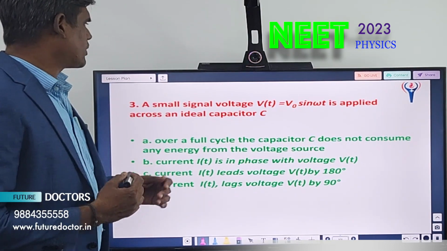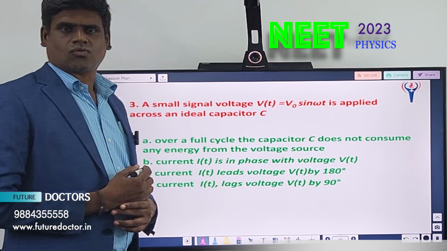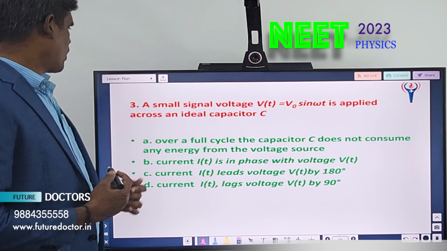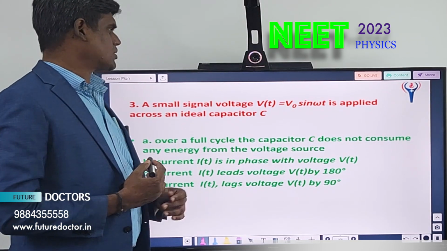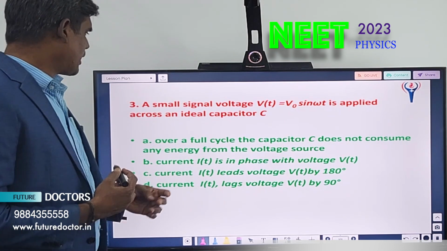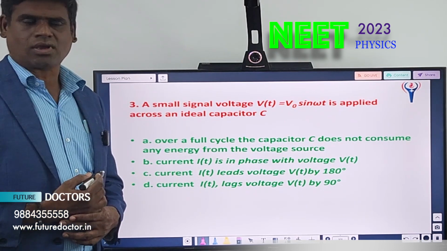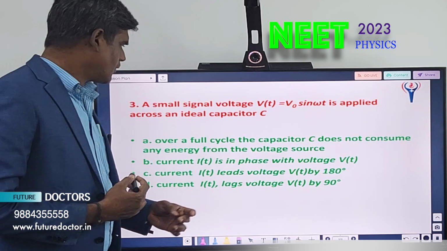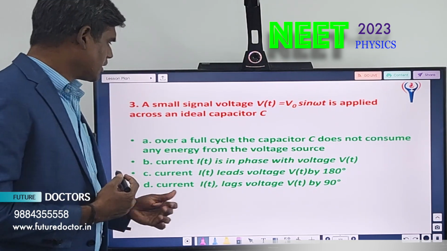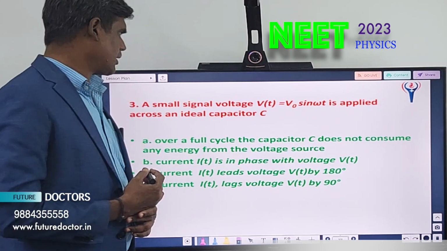A small signal voltage V of t equal to V naught sine omega t is applied across an ideal capacitor C. Then option A, over a full cycle, the capacitor C does not consume any energy from the voltage source. B option, current I of t is in phase with voltage V of t. C option, current I of t leads voltage V of t by 180 degree. D option, current I of t lags voltage V of t by 90 degree.